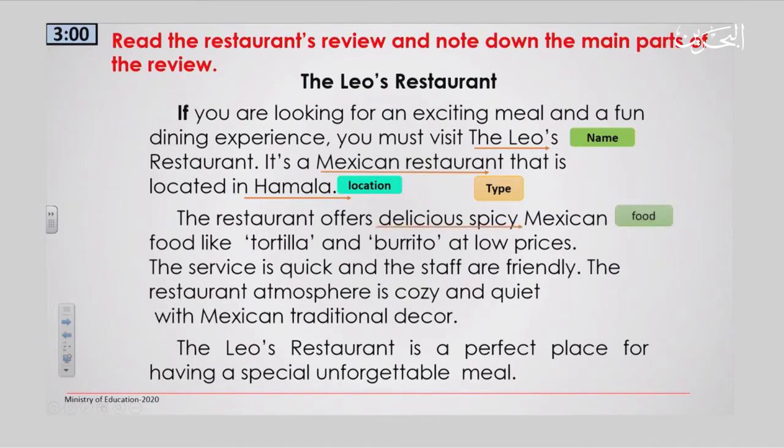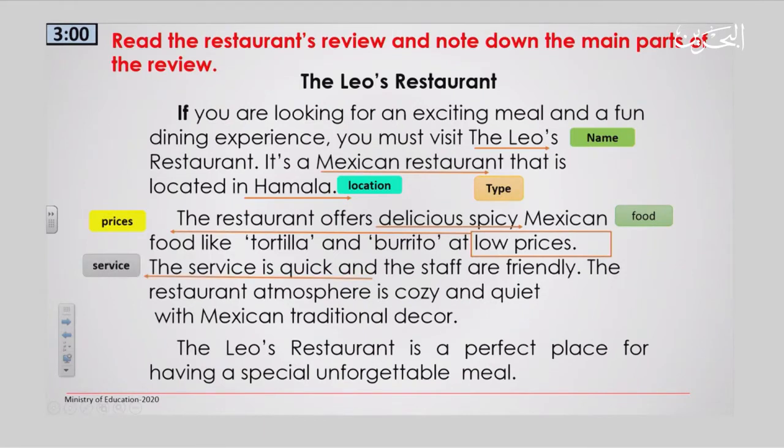So what about the other thing? Food, it's delicious and spicy. So food is another important part of the review. And what about prices? Prices are low, and we have different types of foods. We have tortilla and burrito at low prices, so it's not that expensive.